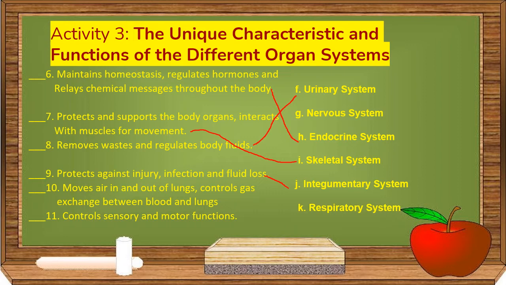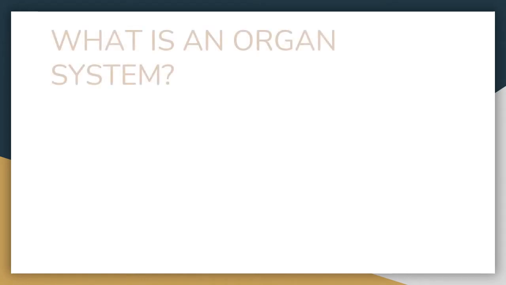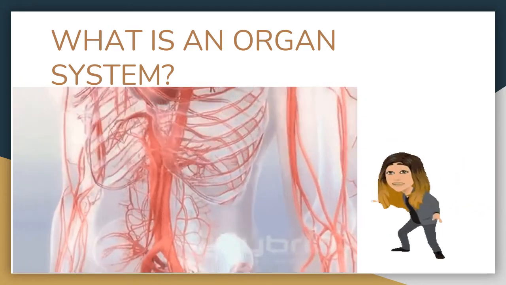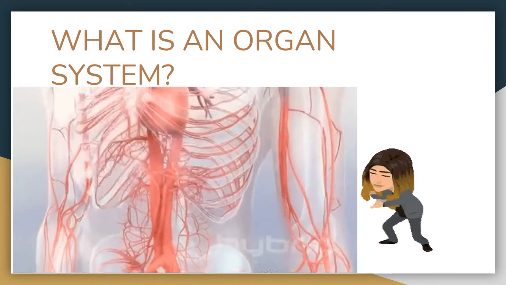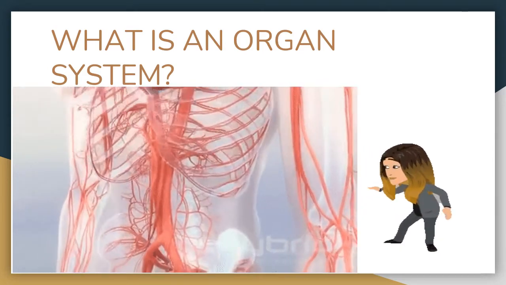And for number 10, moves air in and out of lungs, controls gas exchange between blood and lungs. So that is under respiratory system. And the last one, controls sensory and motor function. What is left? That is the nervous system. Based on the presented organs in organ systems, let us describe what is an organ system. An organ system is a group of organs that contribute to a specific function to the body.